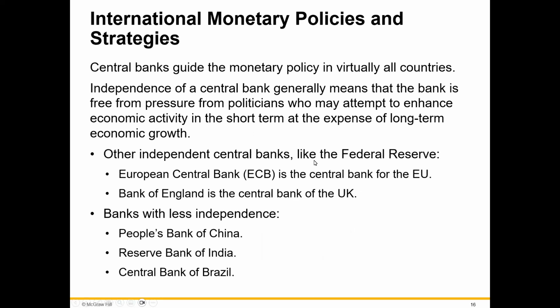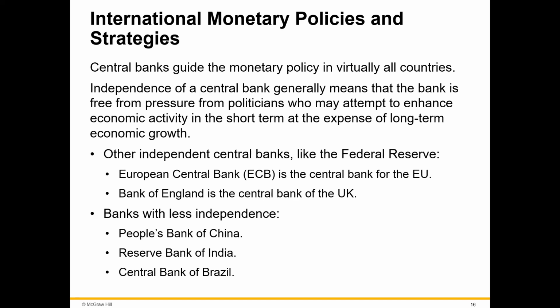Now, international monetary policies and strategies. Central banks guide the monetary policy in virtually all countries. Now, it says virtually because there's a country or two where that may not happen. Independence of a central bank generally means that the bank is free from pressure from politicians who may attempt to enhance economic activity in the short term at the expense of long-term economic growth.